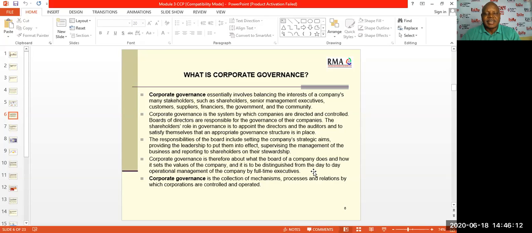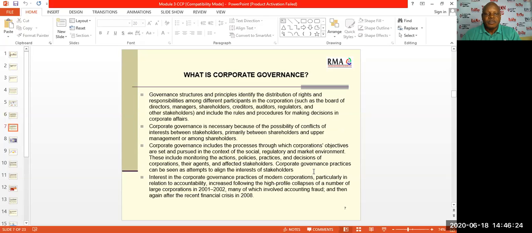Corporate governance is the collection of the mechanisms and the processes of relations by which corporations and organizations are controlled and operated. Now, we move forward. All of this tries to speak to the whole concept of corporate governance.